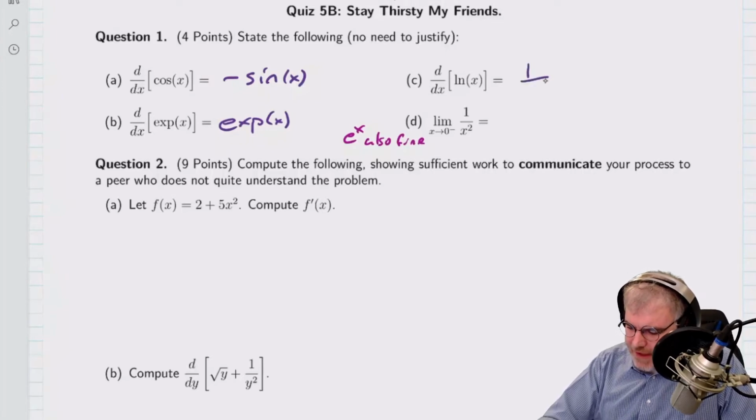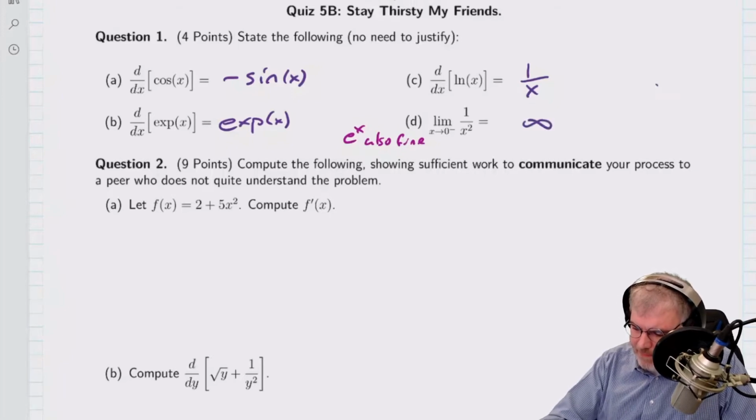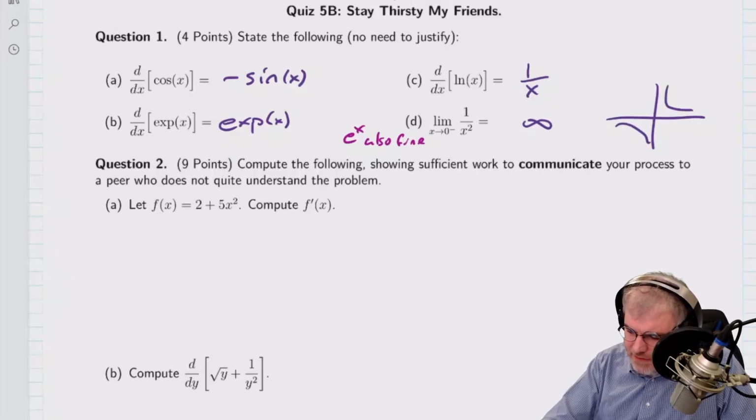This is 1 over x. You could have also written x to the negative 1. This one's a little bit hard. So what is the limit of 1 over x squared as x goes to 0? That would be infinity with a positive. And there's 1 over x. And there is 1 over x squared.